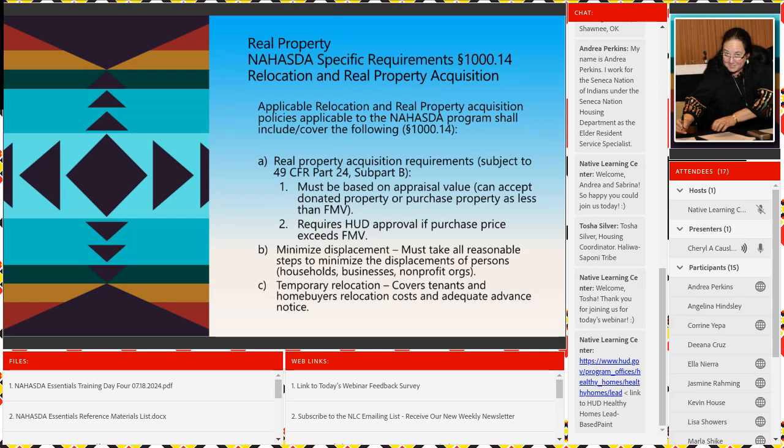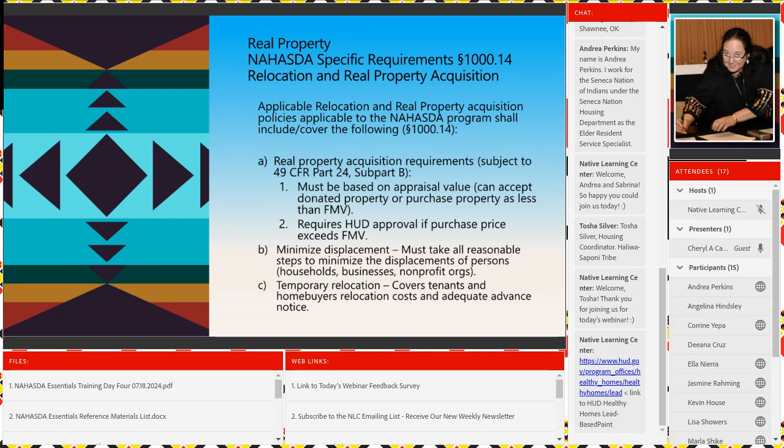Real property acquisition requirements subject to 49 CFR Part 24 Subpart B has to be based on an appraisal value. You can accept donated property or you can purchase property as long as it is less than fair market value. HUD requires approval if your purchase price exceeds fair market value, okay? You need to get their approval first. So that's when you're buying stuff, buying land.